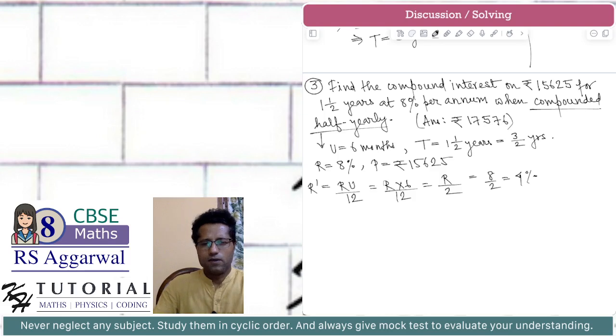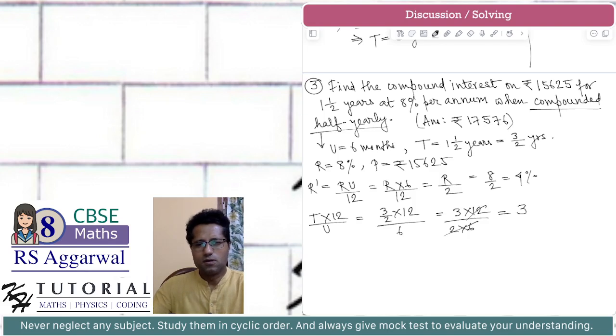Okay. We have to also find n and a by b, that is t multiplied by 12 divided by u, is equal to, t is 3 by 2, 3 by 2 multiplied by 12 divided by u is 6. This is equal to 3 multiplied by 12 divided by 2 multiplied by 6. Answer is 3. So, this is equal to 3 plus 0. So, we can say that n is equal to 3 and the fractional part a by b is equal to 0.